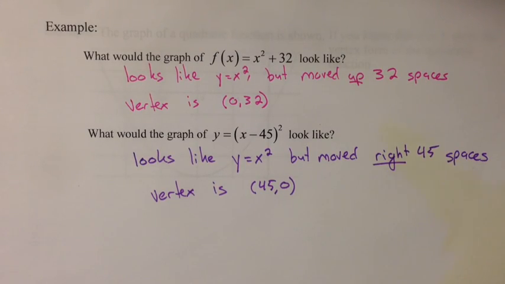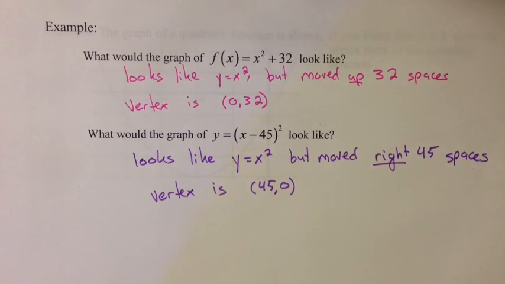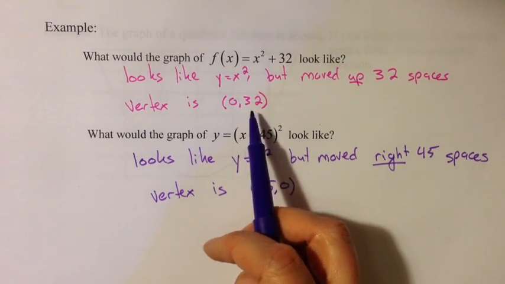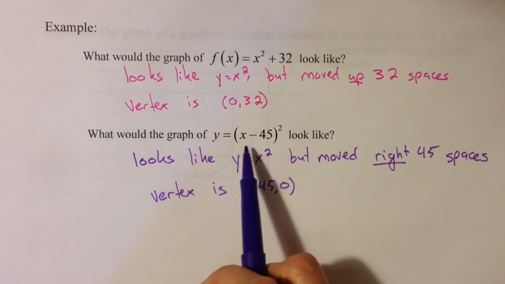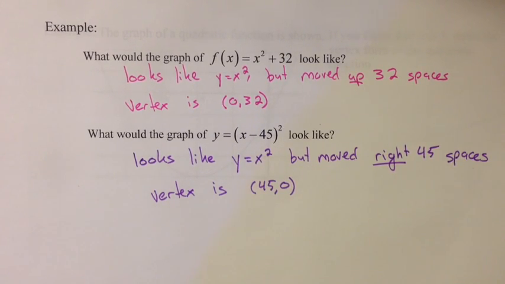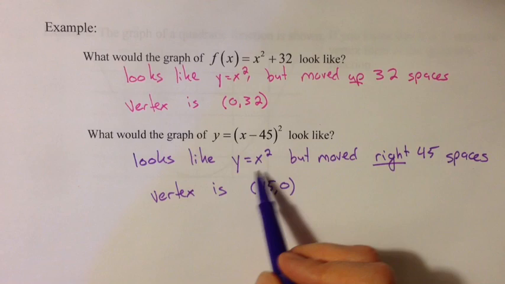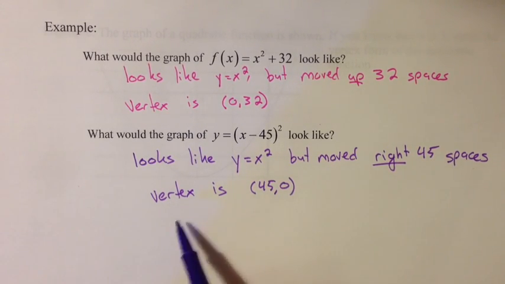For my first graph, x squared plus 32 is going to have the same shape as x squared, but be moved up by 32 spaces. The vertex will be (0, 32). That plus 32 on the end moves it up. Here I have (x - 45) squared. That minus 45 is going to move it 45 spaces to the right, which I know feels a little opposite because of that minus sign. It's going to have the same shape as regular old x squared, but 45 spaces to the right. The vertex will be (45, 0).